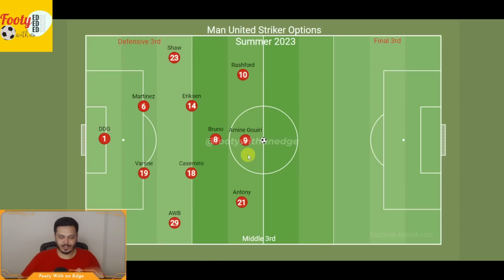And last but definitely not the least, we have another young Frenchman from Ligue 1 named Amine Gouiri.